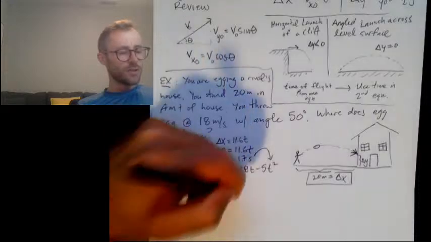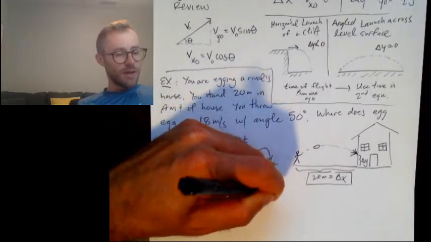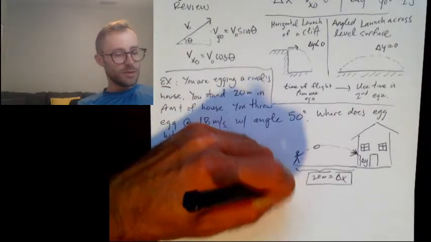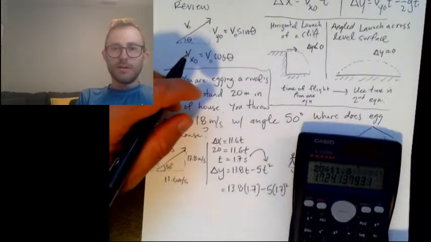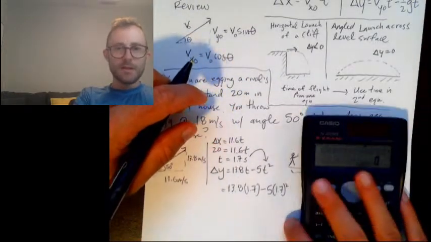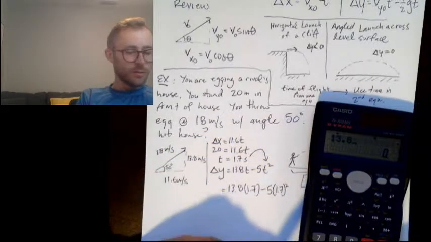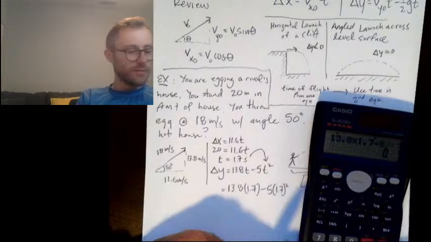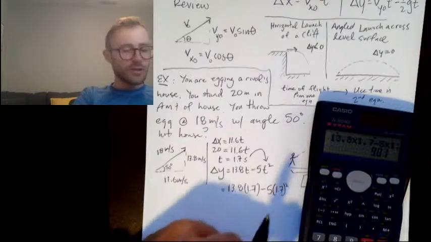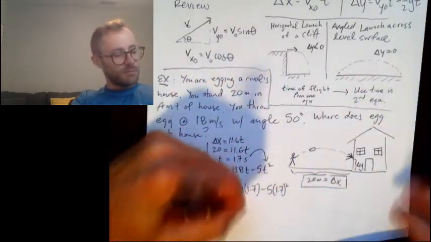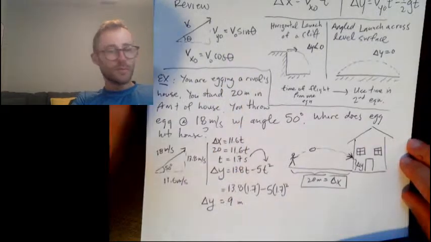So I have delta y as 13.8 times 1.7 minus 5 times 1.7 squared. And I can get the delta y value. So 13.8 times 1.7 minus 5 times 1.7 squared gives us 9 meters on the dot. Delta y equals 9 meters. And that's our answer.